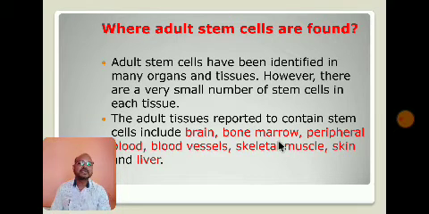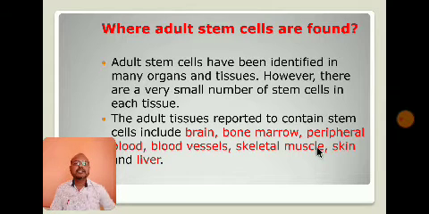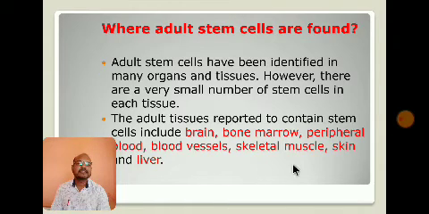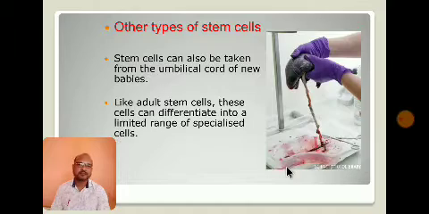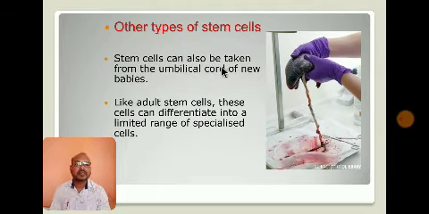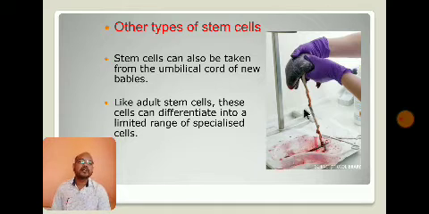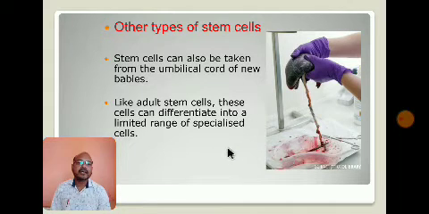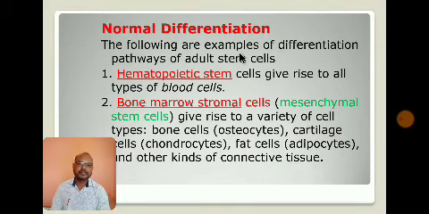The adult tissues reported to contain the stem cells include brain, bone marrow, peripheral blood, blood vessels, skeletal muscles, skin and liver. Other types of cells, that is the basic form, the stem cell, can also be taken from the umbilical cord of the newborn babies. Like adult stem cells, the cells can differentiate into a limited range of specialized cells. The normal differentiation of the stem cells: following are examples of differentiation pathways of adult stem cells.